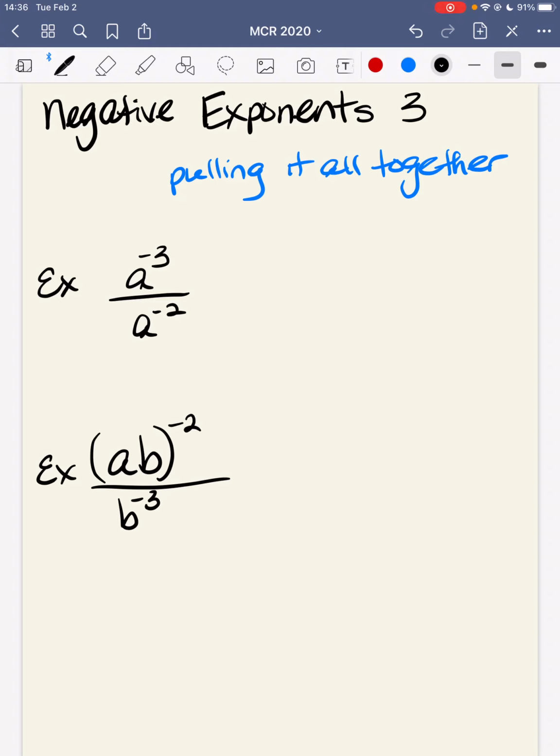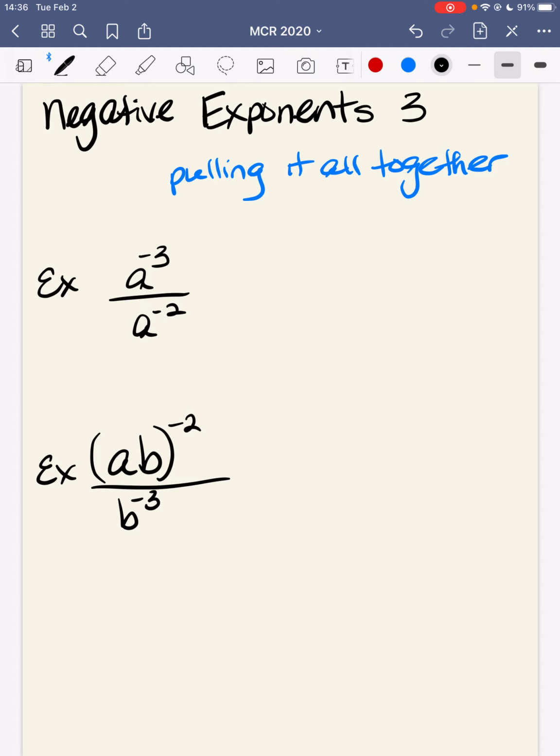All right, here we are with the third and maybe not the last negative exponents video. So we're going to put everything together that we talked about. We are going to have instances where we need to simplify. We're going to have negative exponents. We're going to have to use the power rule, the product rule, all those things.